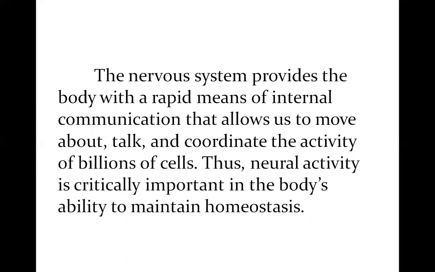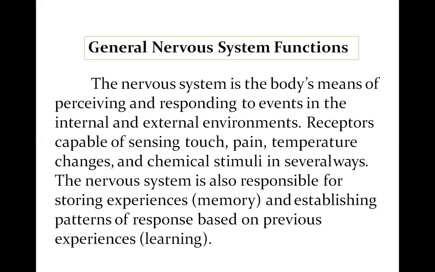So this is about the nervous system. Means the nervous system is responsible for all these things. Then general nervous system function: हमारा nervous system में जो general functions है वो क्या है? The nervous system is the body's means of perceiving and responding to events in the internal and external environment. मतलब हमारे body में जो भी internal या external environment है उसमें जो भी events होते हैं उसको वो क्या करता है? affect करता है.